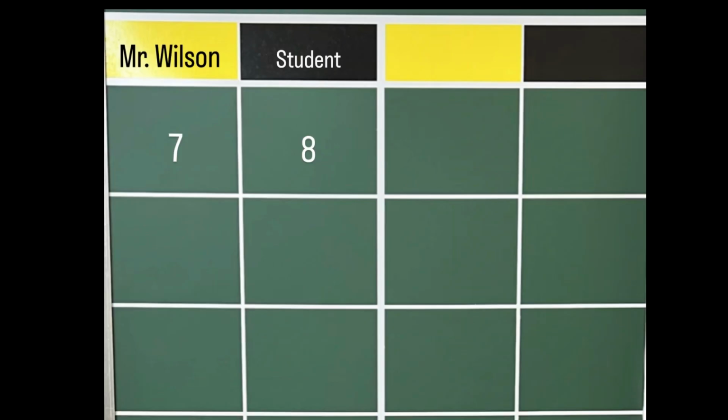Here we have the scoreboard. Mr. Wilson versus a student. We're going to make believe that after I shoot all 4 of my biscuits down the court, I end up with 7. After the student shuffles their 4 discs, they end up with 8. We would then go to the scoreboard and put down 7 for me and 8 for the student.